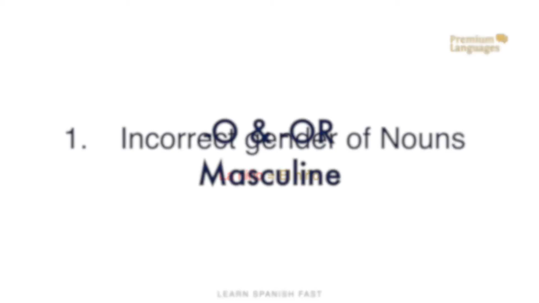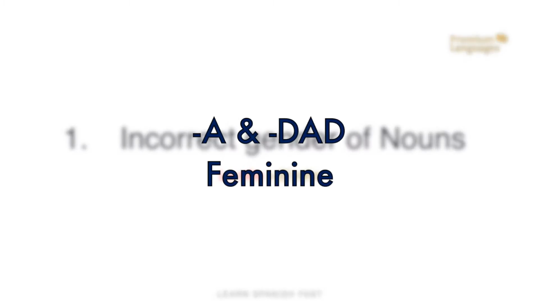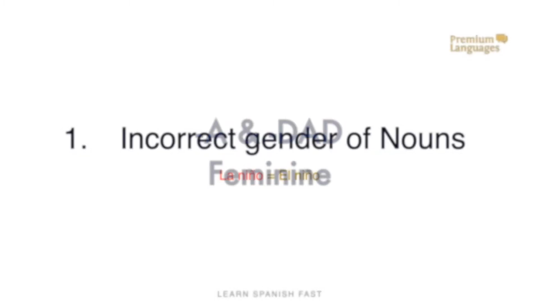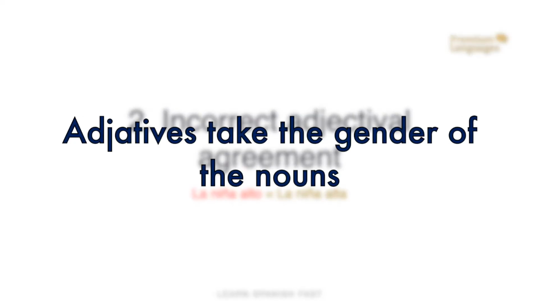Remember that usually an -o or -or ending is masculine and an -a or -dad ending is feminine. Number 2 is connected to the previous one, and the mistake is not changing the adjective to the feminine or plural form. For instance, in the example "la niña alto," we have "la niña," which is correct, but then the adjective should go to the feminine form as well, "alta" and not "alto." Remember that adjectives take the gender of the noun.